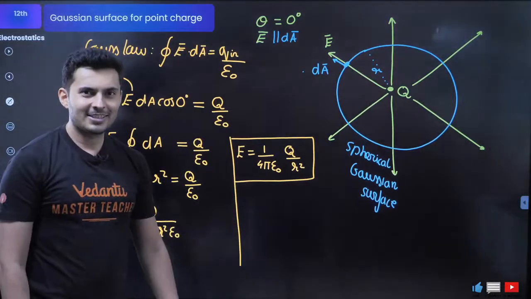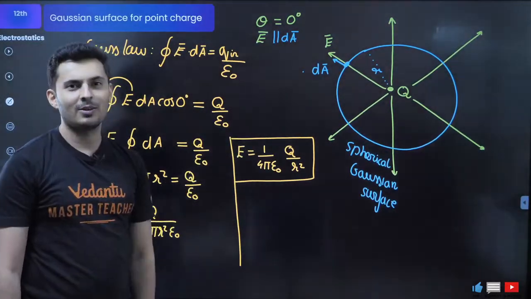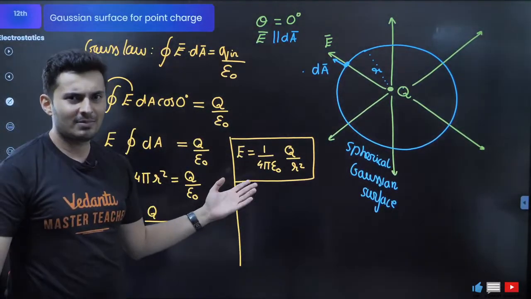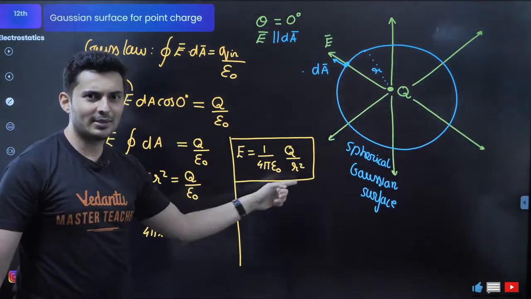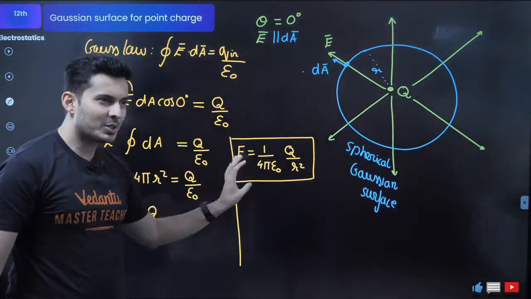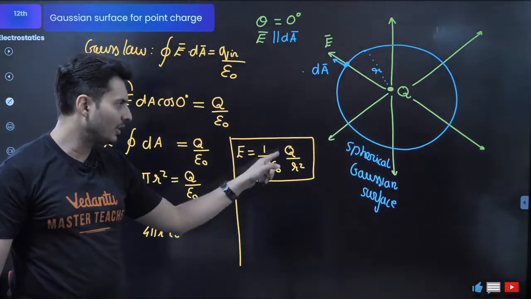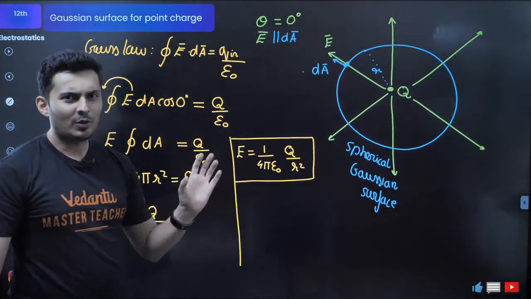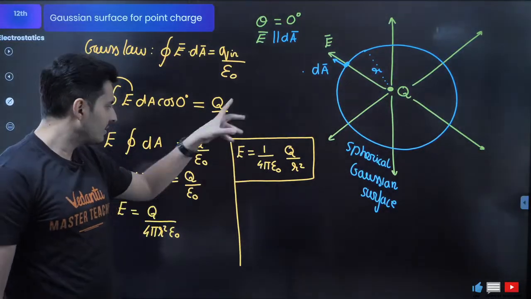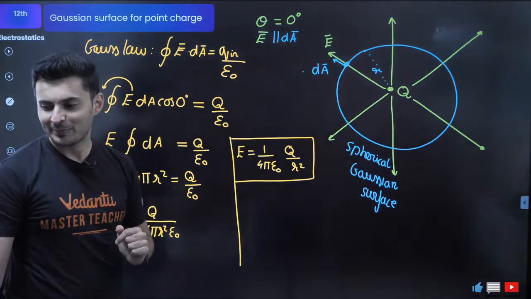The best part is, from Gauss's law I got Coulomb's law. Coulomb's law was exactly this. If you multiply by the charge, you will get the force. Force is some constant into q1 q2 by r square, or field is some constant into q by r square. So from Gauss's law you can get Coulomb's law, and from this you can do the reverse and get Gauss's law.